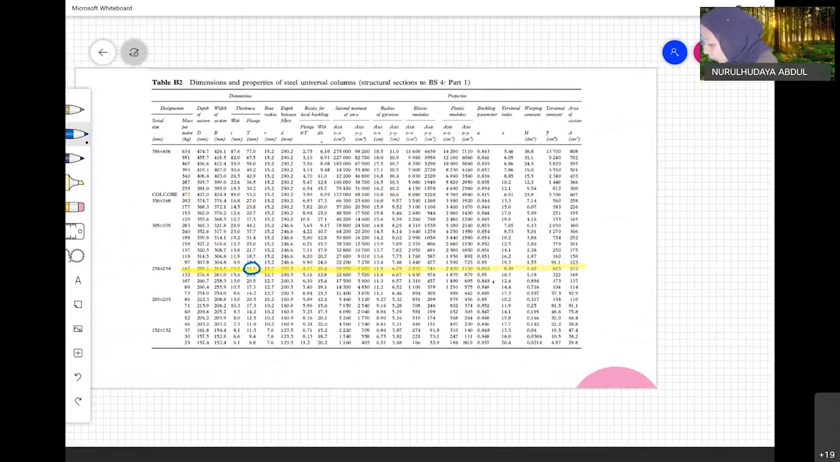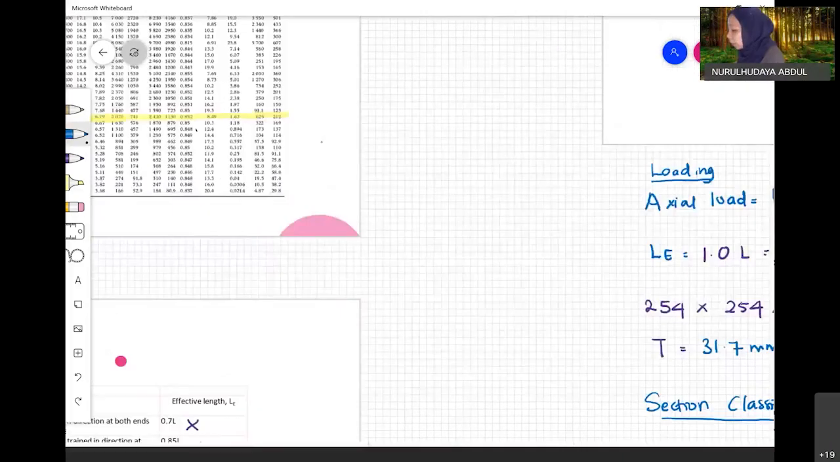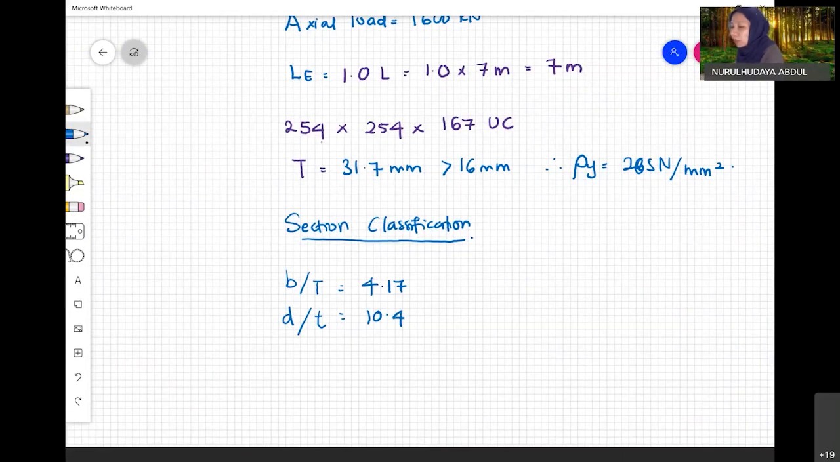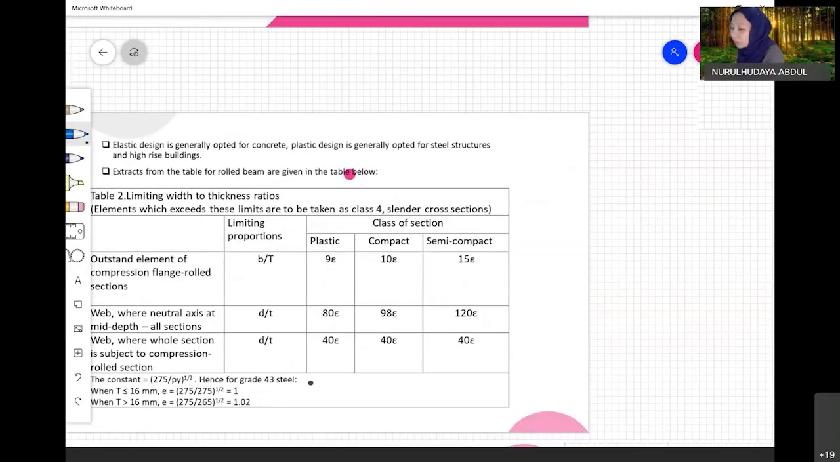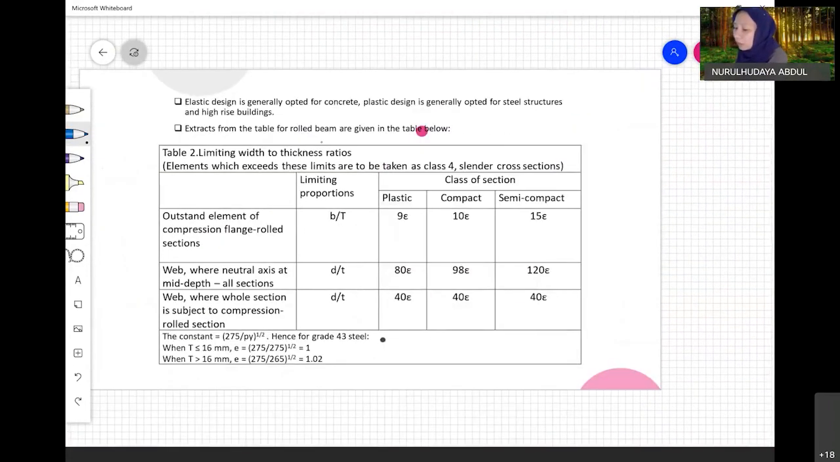So, ratios for buckling for flange is 4.17 and for web is 10.4. Right down here. And then to check the section classification, we need to look at this table. And we know that if let's say kita nak check for column, kena tengok yang ada compression lah. So this one is compression. Sebab B over T kan, memang B over T for beam and column you pakai yang sama. Row yang sama ni B over T.